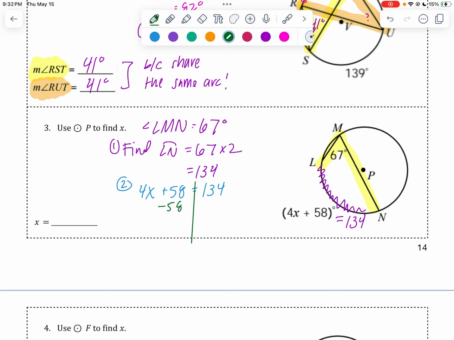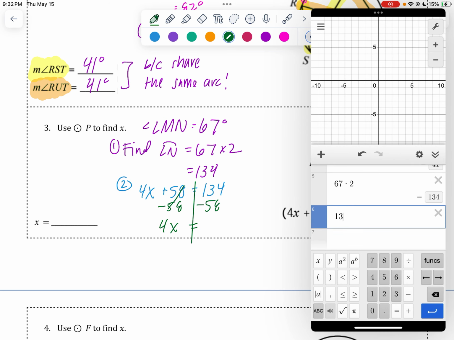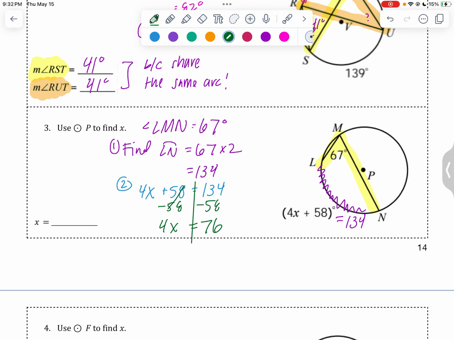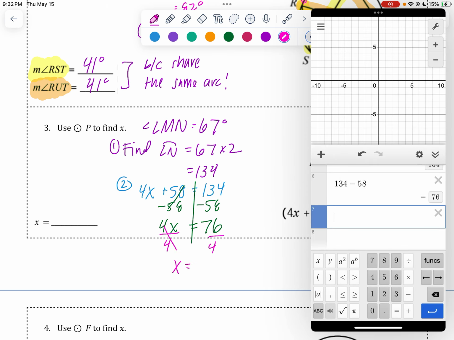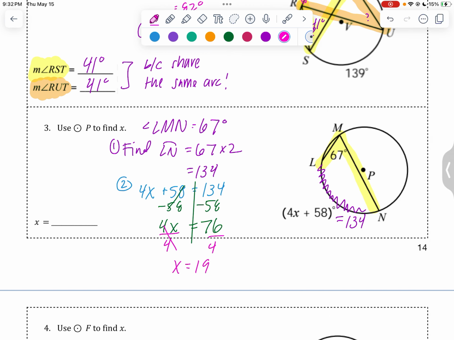I'm going to subtract 58 on both sides. So I get 4x is equal to, I'm going to type in 134 minus 58. That gives me a value of 76. Last but not least, guys, I have to divide both sides by 4. So we get x is equal to 76 divided by 4. x is equal to 19. Done. We did it.